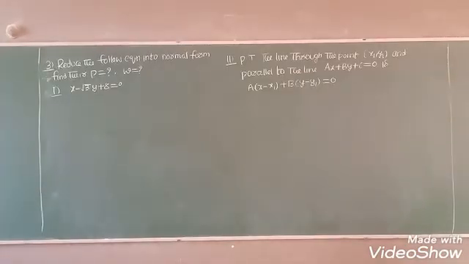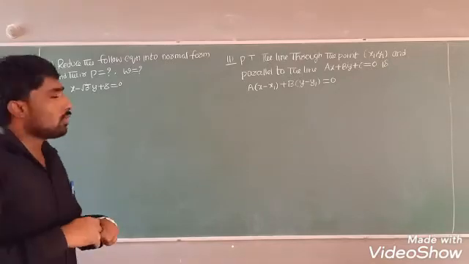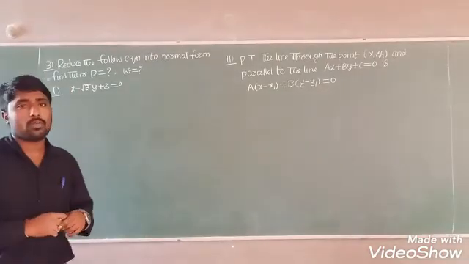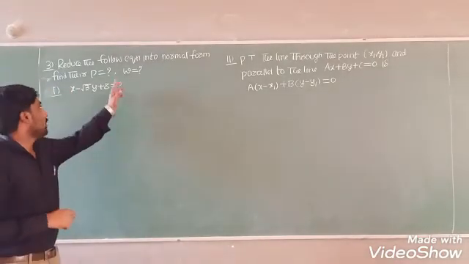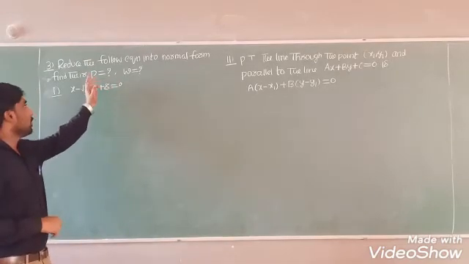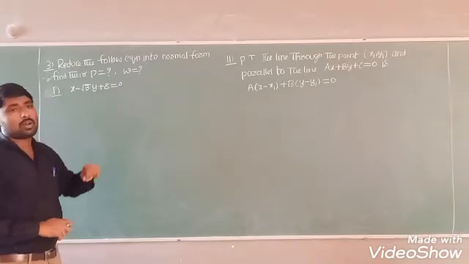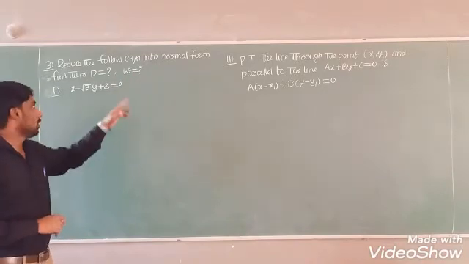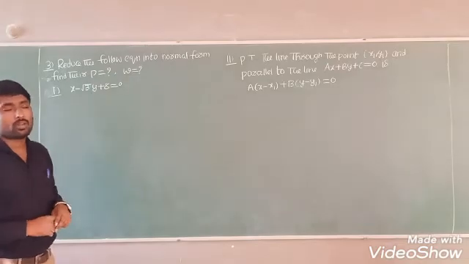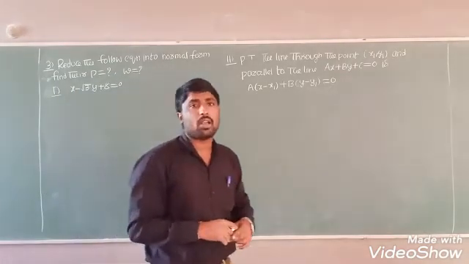Now students, all of you see here, reduce the following equation into normal form. They are asking to find the perpendicular distance from origin to the line and the angle which the normal makes with the positive direction of x-axis. These two components we have to find. What is the normal form of a straight line here?